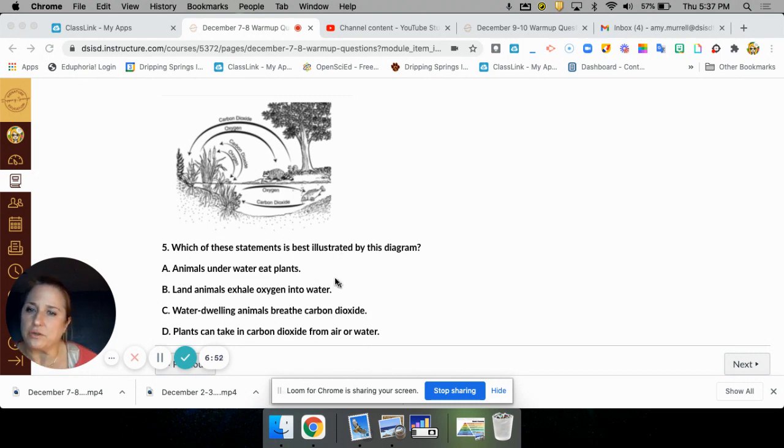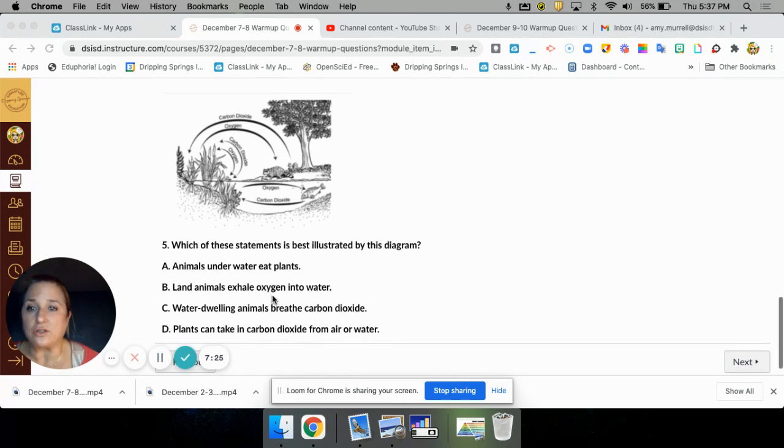But what it also shows you, it doesn't show you that animals underwater eat plants because the fish, it's not eating the plant. It doesn't show that. They might eat plants, but that's not what this diagram shows. Land animals exhale oxygen into water. No, land animals don't exhale oxygen, and they don't exhale anything into the water. Water-dwelling animals breathe carbon dioxide. Nope, because carbon dioxide is leaving the fish, not going into the fish.